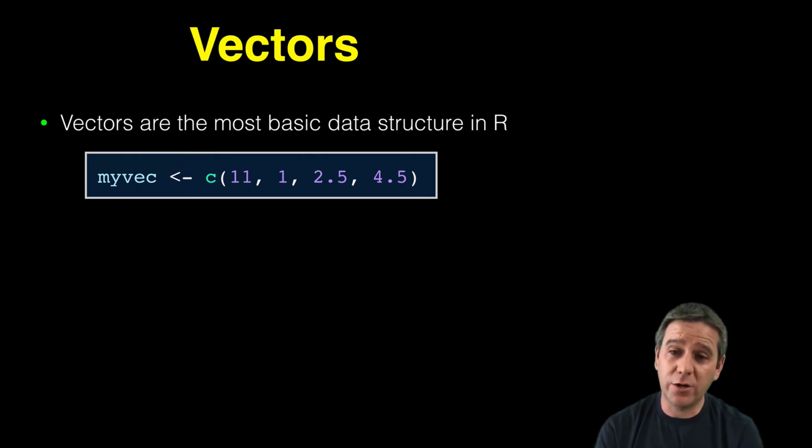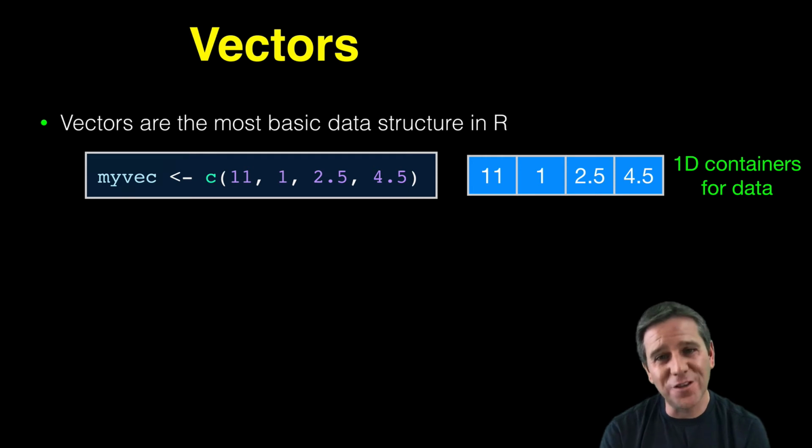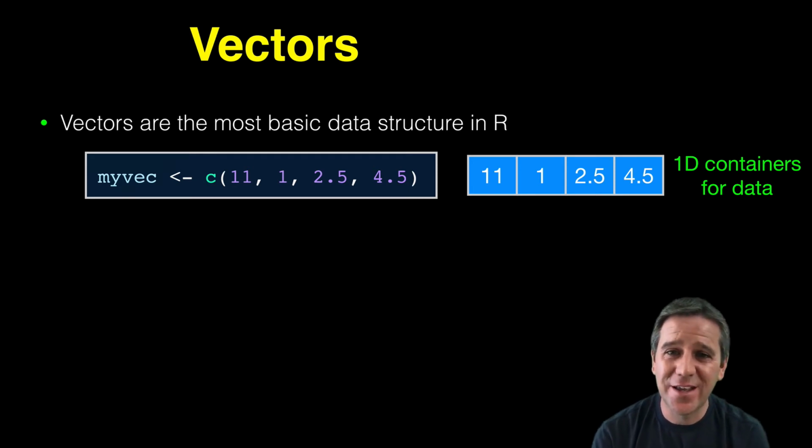So vectors are the most basic data structure in R. We already created one when we created x, that 1 to 50 vector. Here we're creating another one called myvec. We're just making up that name, and it's going to have 4 numbers in it. It's a one-dimensional container with those values in each element of the vector in order: 11, 1, 2.5, 4.5.